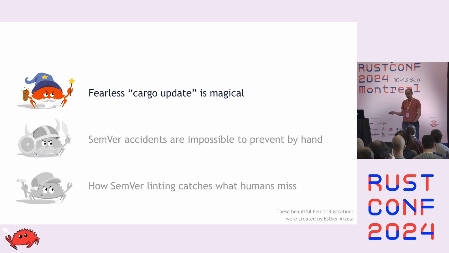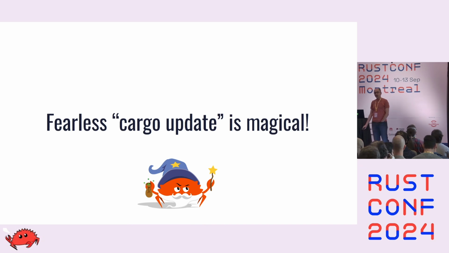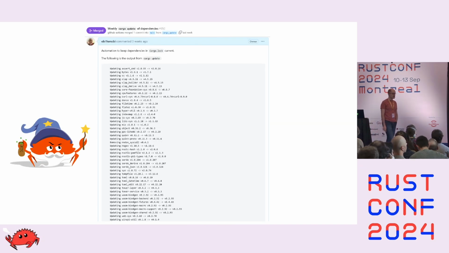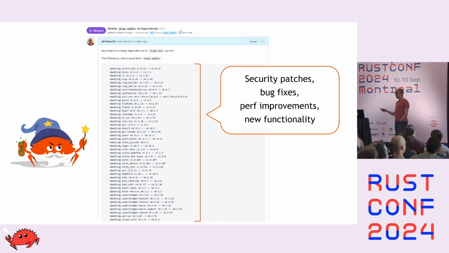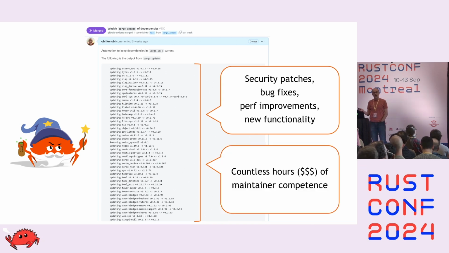Let's dive right in. Fearless Cargo Update is magical. Here's me running cargo update in cargo-semver-checks itself. As you can see, tons and tons of our packages seamlessly got updated, and this pull request got merged, everything was seamless. It was a lovely experience. What this means is that cargo-semver-checks got massively better. We got the benefit of a ton of security patches, bug fixes, performance improvements, new functionality. Everything is better off. And most importantly, we benefited from countless hours of very expensive maintainer's competence that was invested in every one of those packages. This is stuff that I didn't need to be an expert in because I could outsource that competence to someone else. This is lovely. Magic.